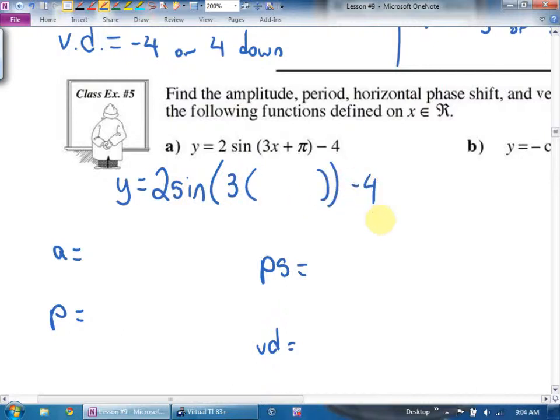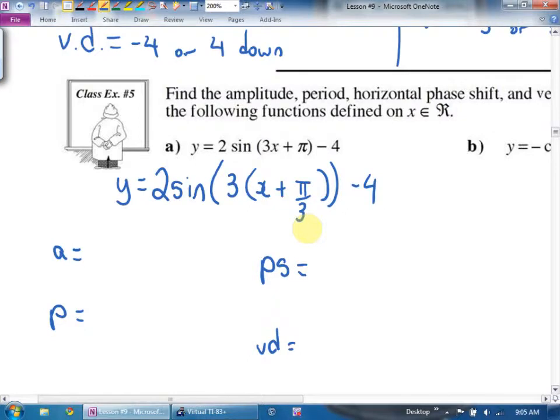What is going to go in here? Well, Ari, when I factor a 3 out of a 3x, I'll get an x. When I factor a positive out of a positive, it'll stay positive. When you're factoring, you're dividing: pi over 3.